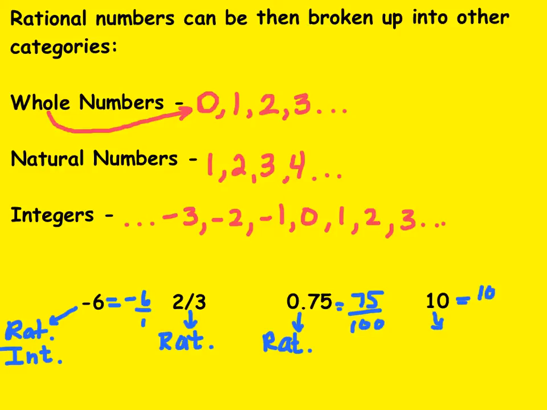10 can be written as 10 over 1. So this is a rational number. Is it a whole number? Yes. Is it a natural number? Yes. Is it an integer? Yes. So that one has 4 names associated with it.